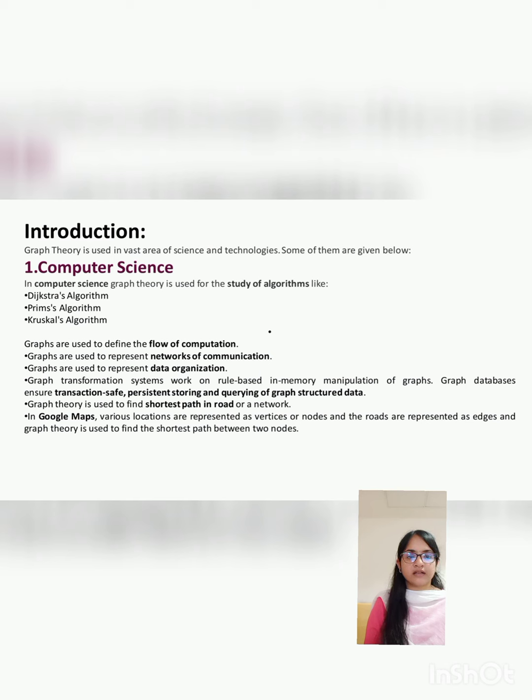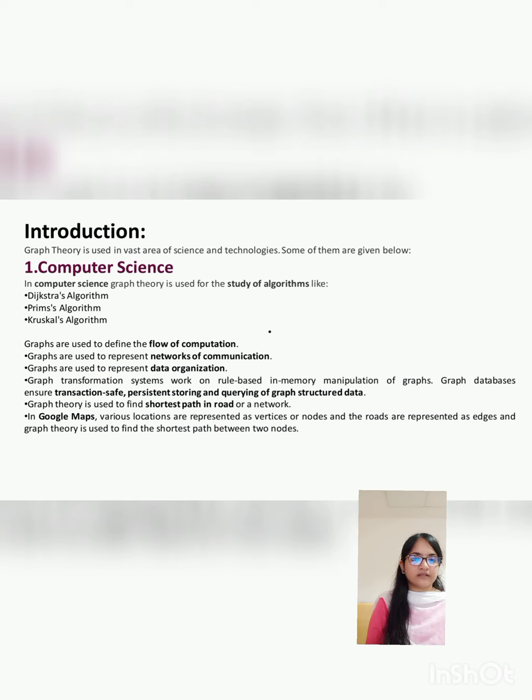Computer science. In computer science, graph theory is used for the study of algorithms like Dijkstra's algorithm, Prim's algorithm, and Kruskal's algorithm. Graphs are used to define the flow of computation. Graphs are used to represent networks of communication. Graphs are used to represent data organization. Graph transformation systems work on rule-based in-memory manipulation of graphs.